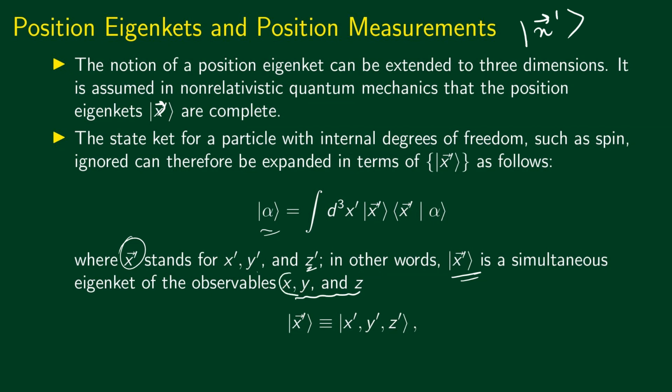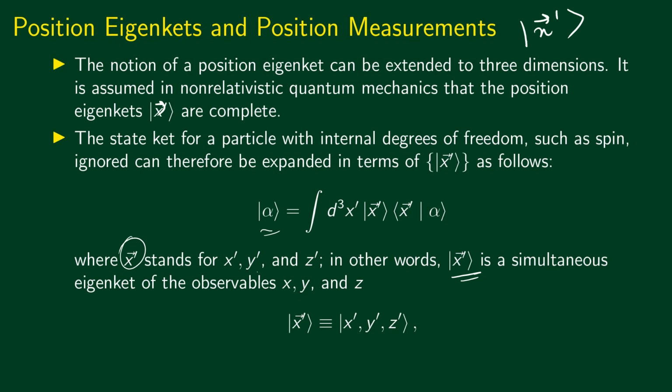So these are the components of the position operator: the x component, the y component, and the z component. So this is basically a vector operator. You call it a vector operator, right? So ket x vector prime means that you are specifying the eigenvalues of all these 3 operators.